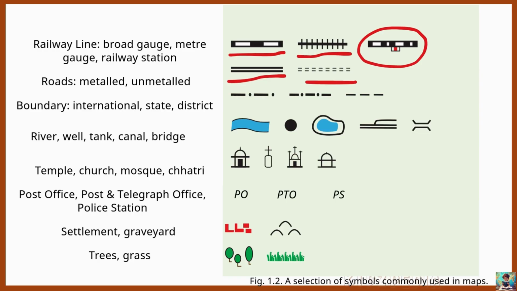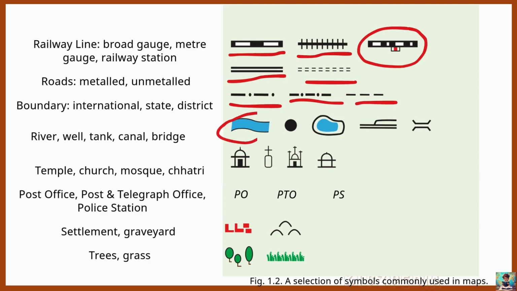Next is boundaries. For international boundary, we use this symbol. International boundary means line that separates two countries. And for state boundary, we use this symbol. Line that separates two states within a country. And this is for district boundary. Line that separates two districts within a state.